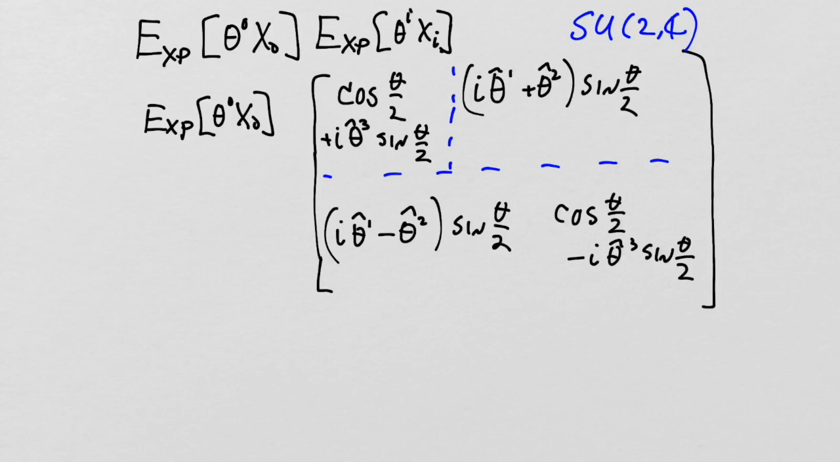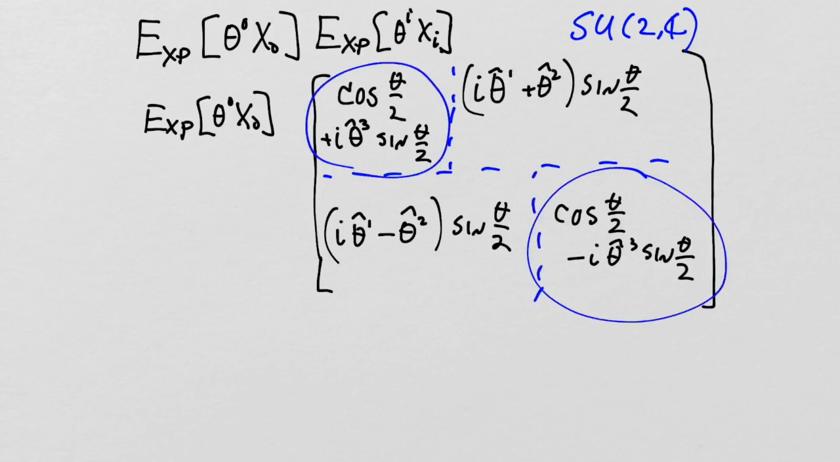This is the way it's split up, right? This here's the 1-1 element, this is the 2-2 element, this is the 1-2 element, and this is the 2-1 element.